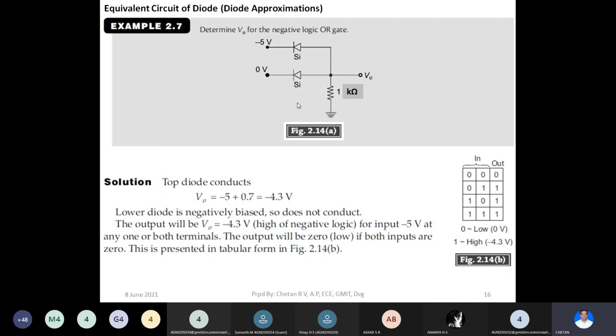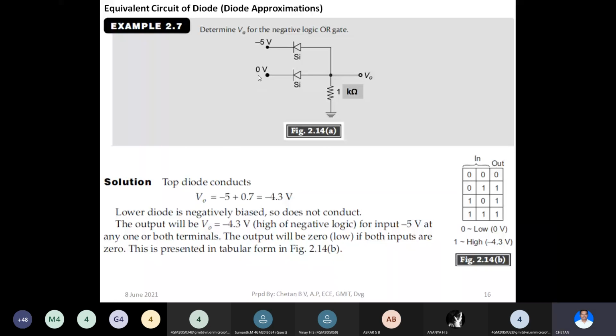We have two diodes and we have two arms, or two branches. The first branch has a silicon diode, and the second branch also has a silicon diode, but the input at the first branch is minus 5. As I already told, in negative logic, connecting minus 5 is as good as applying logic 1 at the input, right? And for the second diode, which is also a silicon diode, what we have connected is logic 0. So logic 0 is as good as connecting 0 volt, right?